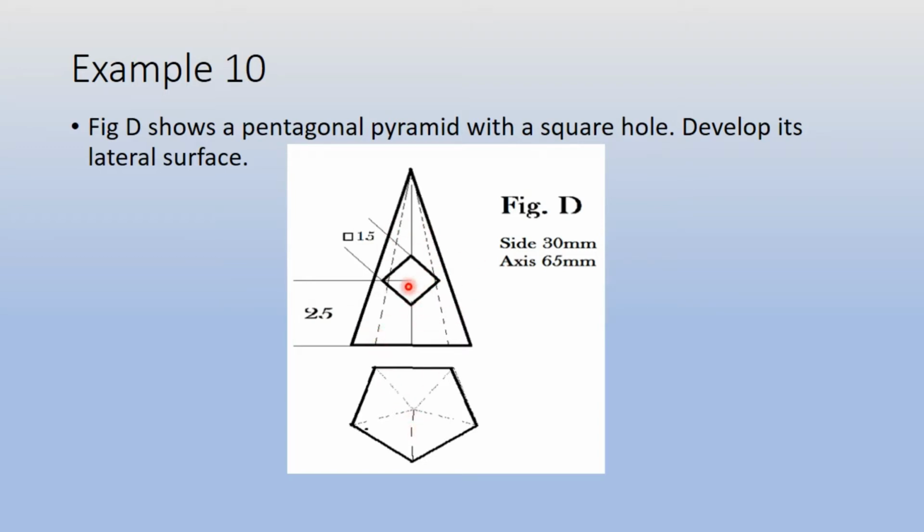But the only thing is you have to place the square hole, not centrally, at this position, 25 above HP, and you have to develop the surface imagining that this portion is not there. Okay, so we will see now first how to imagine this.